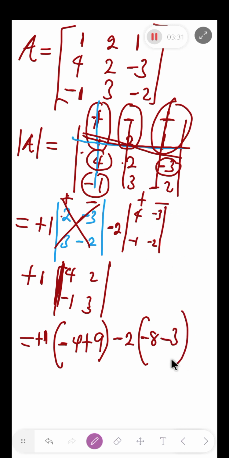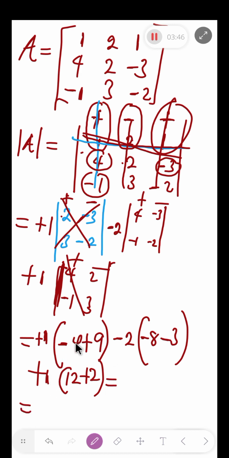And as for the last one, which is plus 1, open bracket, put plus and minus and cross multiply. 4 times 3 is 12. Minus minus is plus. 2 times 1 is 2. So the result is, not the final answer yet, minus 4 plus 9, that's 5, times 1, that's 5. This minus 8 minus 3 is minus 11. Minus 11 times minus 2 is plus 22. And finally with this, plus 12 plus 2, that's 14.